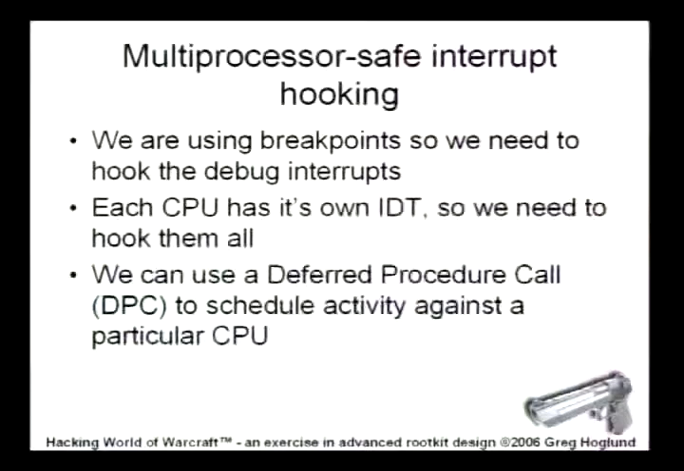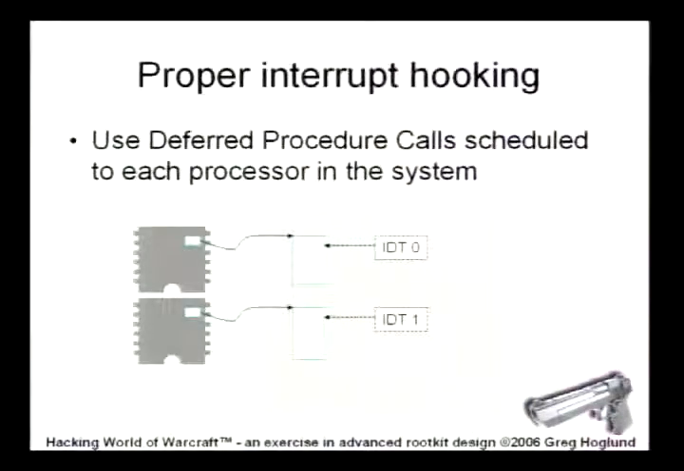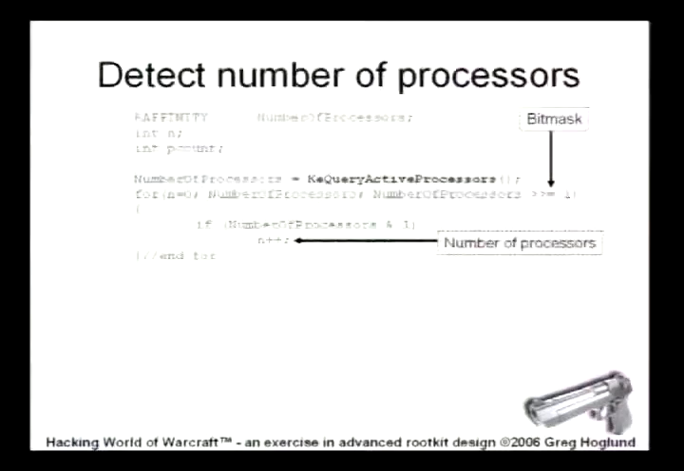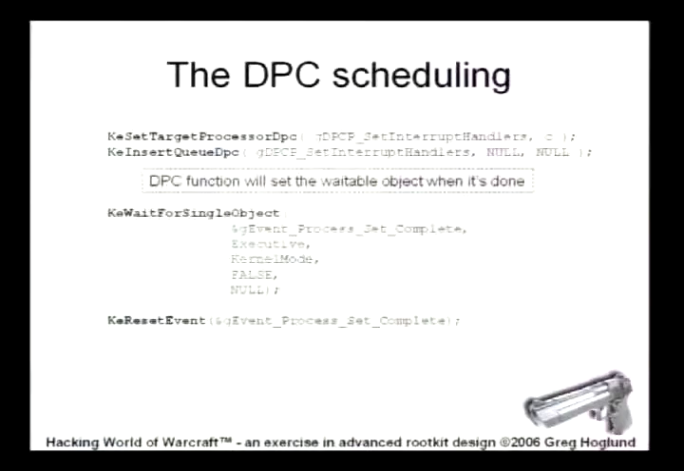Each CPU has its own interrupt descriptor table, so we actually have to make a deferred procedure call to each of the processors in order to have all of the IDTs get hooked. So if you see this here, imagine each processor has its own IDT. Here's some source code. We initialize a DPC, and then we initialize an event that we're going to wait on. We can tell how many processors are on the system with KeQueryActiveProcessors. And then we can set the target processor for the DPC. This is how you force code to run on a particular CPU in the system.